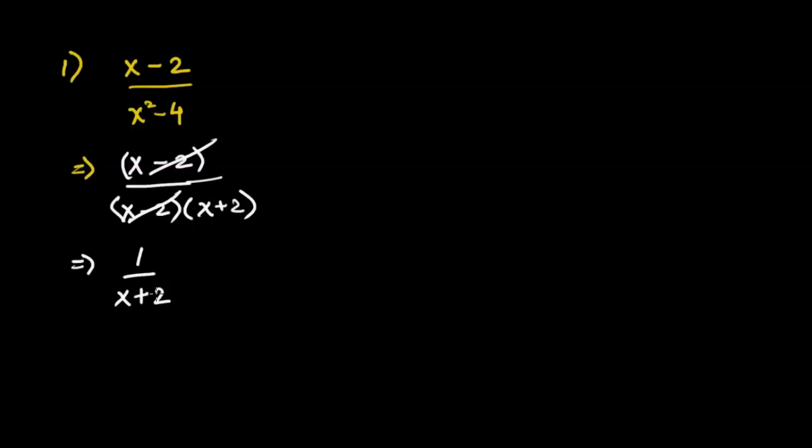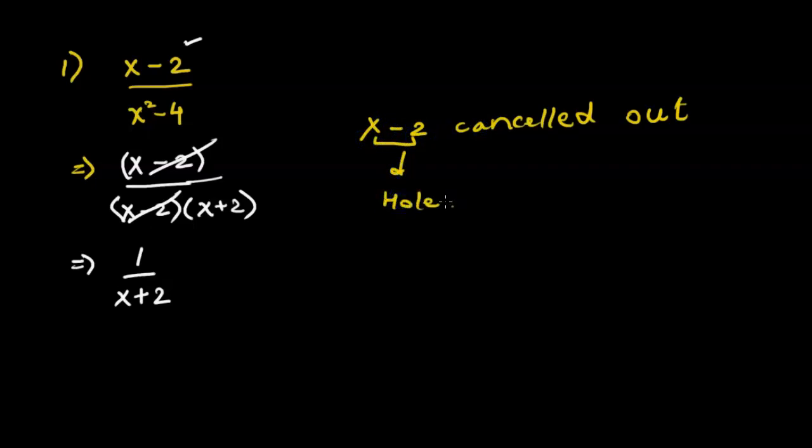Now if you're asked to find all the discontinuities in this question, then how do we figure out the discontinuities? Always remember, the factor that gets cancelled out is the one that is going to give us one discontinuity called a hole. Since we got x minus 2 cancelled, this expression is going to give us a hole. Now to determine the hole, whatever expression cancels out, we put that expression equal to 0 and solve for x. So x equal to 2 is the hole, and that's our first discontinuity.